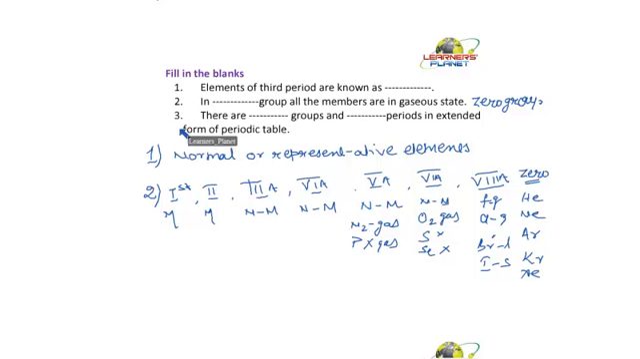Now, let's take up our next question here. There are dash groups and dash periods in extended form of periodic table. So how many groups are there? Tell me, how many groups are there? There are 18 groups. And how many periods are there? There are 7 periods. Okay.